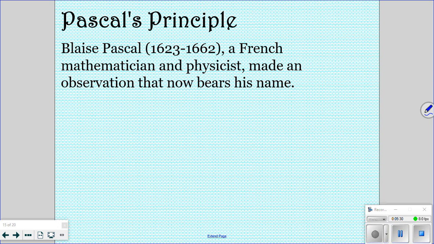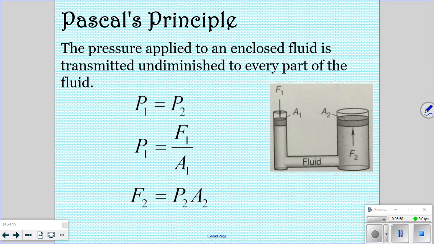So you may have heard of Pascal. He's a French mathematician and physicist. He made an observation that now bears his name. One thing that you may have heard of is Pascal's triangle. It's where it's 1, 1, 1, 1, 2, 1, 1, 3, 3, 1, etc. He also made Pascal's principle, and that is that the pressure applied to an enclosed fluid is undiminished to every part of the fluid. So the pressure over here is going to have to equal the pressure over here. So P1, that's your pressure, equals your normal force divided by your area, which you could also cross multiply to say PA equals F. You can do any of those three formulas for these. But that's his principle there.